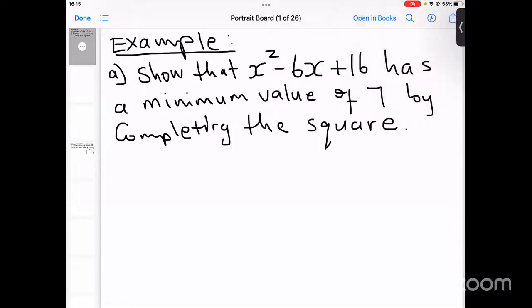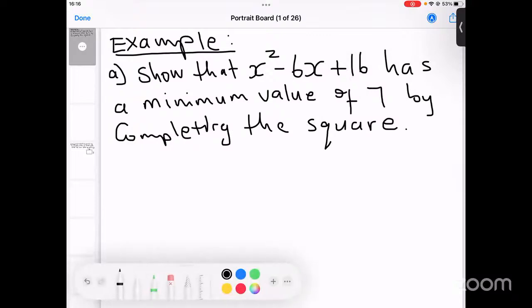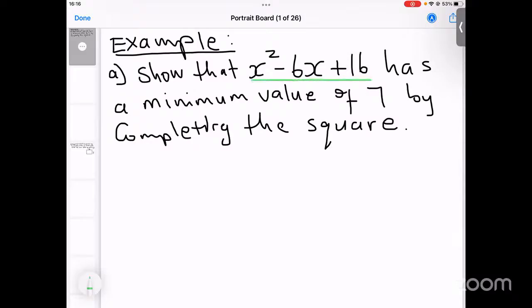Okay. So now we are going to be looking at this example whereby they say show that x squared minus 6x plus 16 has a minimum value of 7. Most importantly, show that by completing the square. So the most important part out of this statement, honorable member, is that what they want you to do is to show that the whole of this quadratic expression has a minimum value of 7.